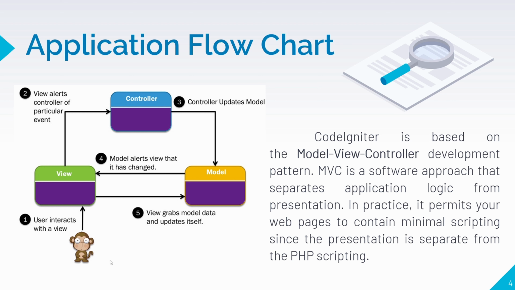So, imagine the monkey is the user. First, the user interacts with the view. Then, the view alerts controller of a particular event. Then, the controller updates model. Then, the model alerts view that it has changed. Then, the view grabs model data and updates itself.